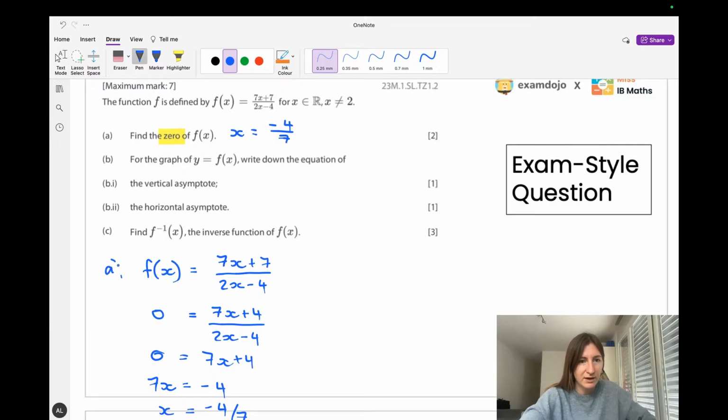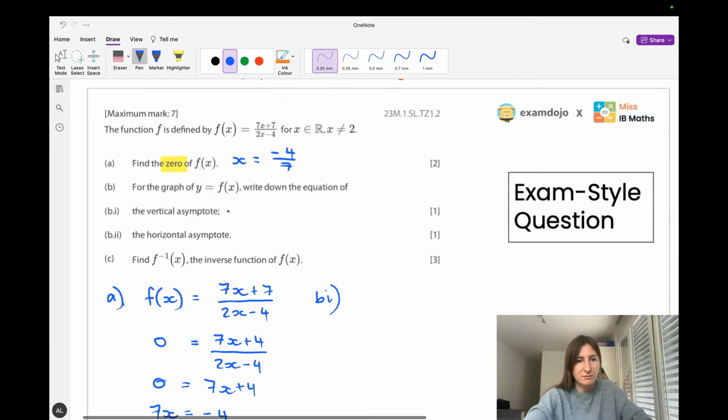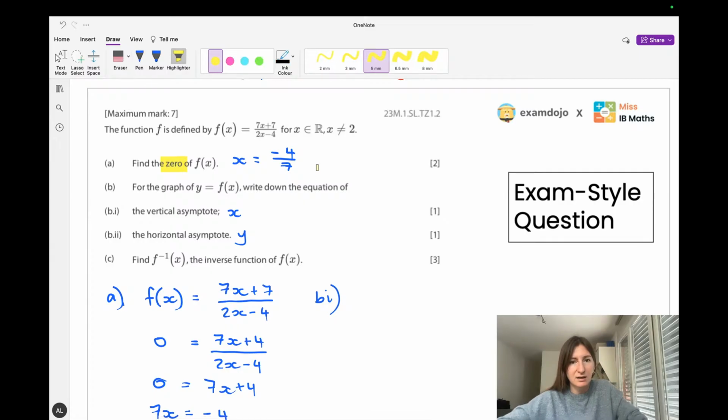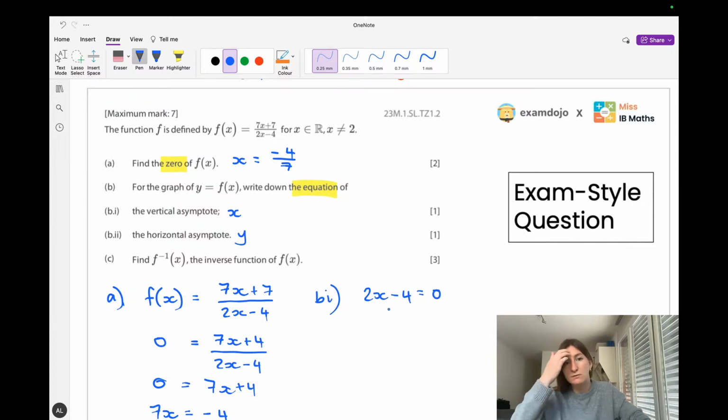So that's the working for A, and then I'll do the rest over here. Okay, for B, write down the equation of the vertical asymptote. So vertical asymptote is x, horizontal asymptote is y. So here, notice again, they say the equation, that always needs to be an x equals. Please don't just write the number. So we have 2x minus 4 in the denominator there. We need to figure out what value of x will make that 0. So let's solve the equation. And so it's x equals 2.